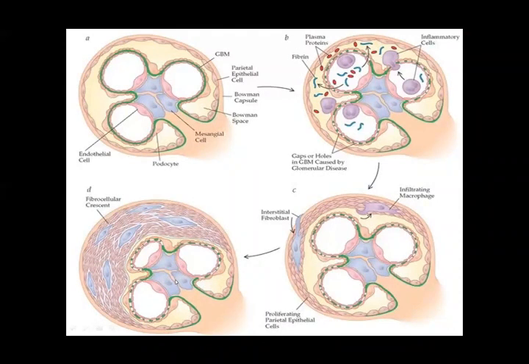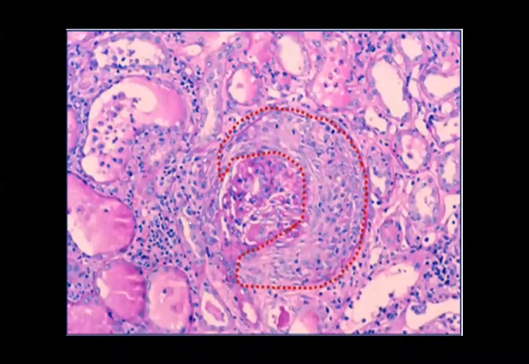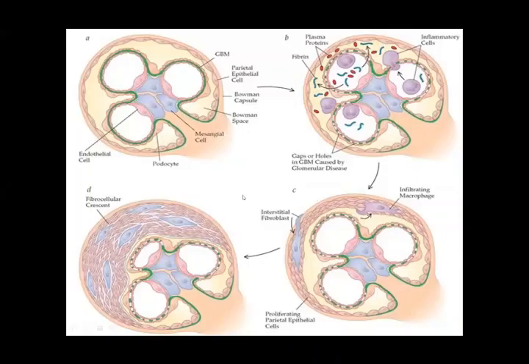The whole of the glomerulus will disappear eventually, and it will be replaced by globular proteins and fluids and fibrosis, and that is the end stage renal disease or chronic renal failure. So it will progress to chronic renal failure in the end.